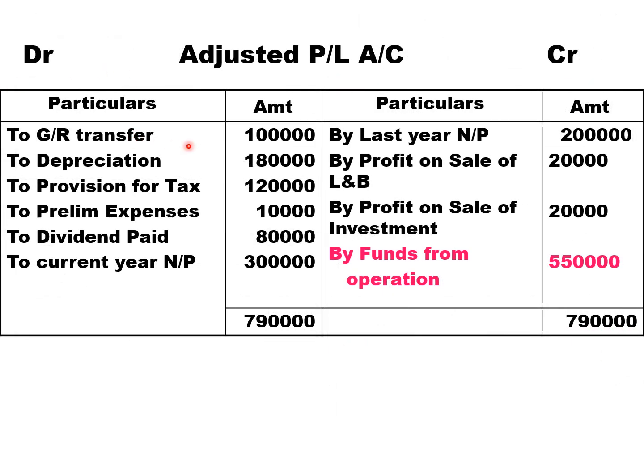Adjusted PL account, students. GR transfer as explained in the balance sheet, 1 lakh. Depreciation 1 lakh 80,000, which we found in the provision for depreciation account. The new provision for tax 1 lakh 20,000. Preliminary expenses written off 10,000 given in the balance sheet. Dividend paid 80,000 given in adjustment. Then current year profit, credit side, last year profit. Then we have profit on sale of fixed assets 20,000, which we got in the fixed asset account. Profit on sale of investment 20,000. Then we get funds from operation 5 lakh 50,000.